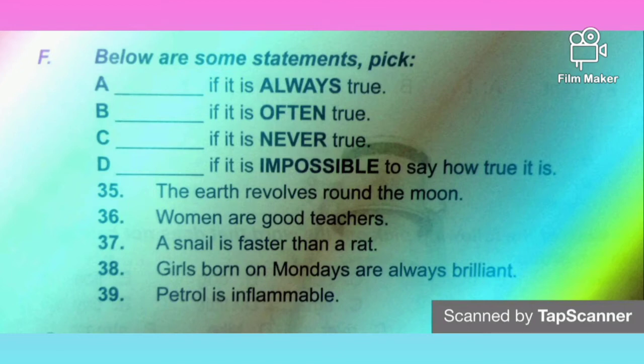So the last one says a snail is faster than a rat. Is it true? No, it is never true. A rat is actually faster than a snail. Do you understand that? It's quite easy, right? Of course it is. Okay, so I'm going to leave you to answer number 38 and number 39 as we go over to the next one.